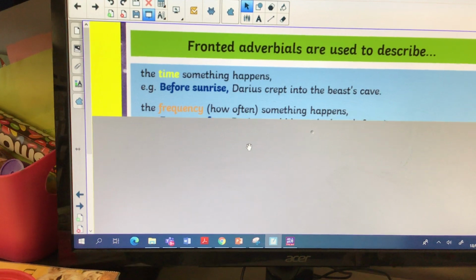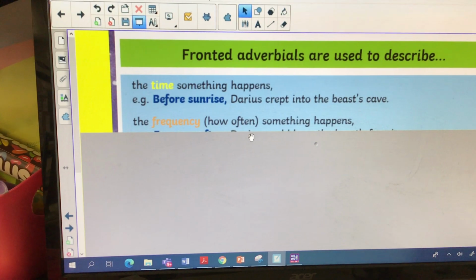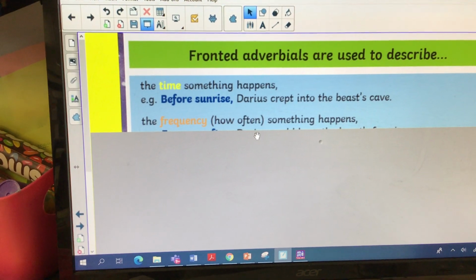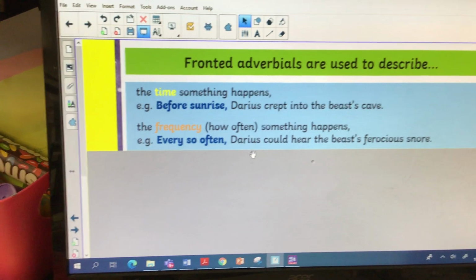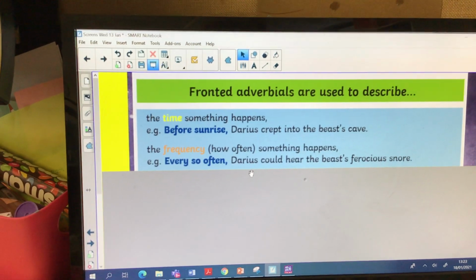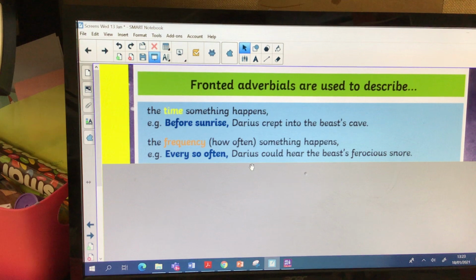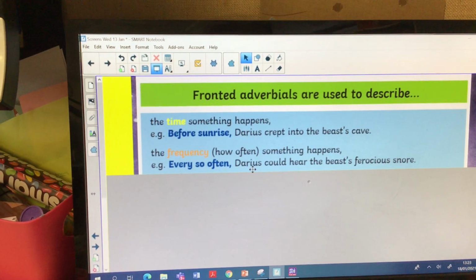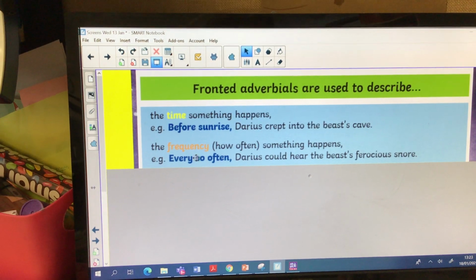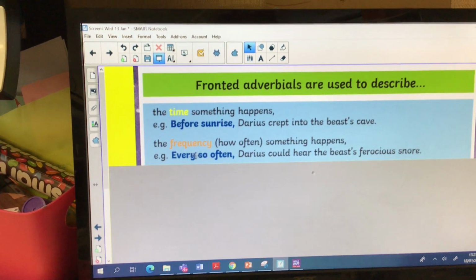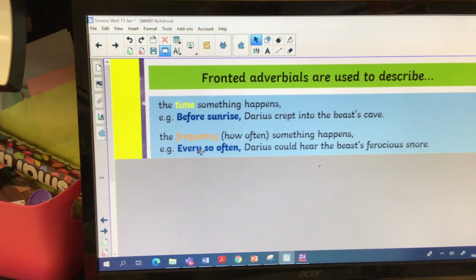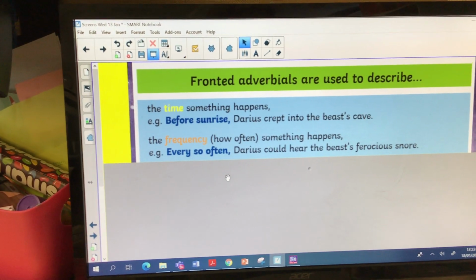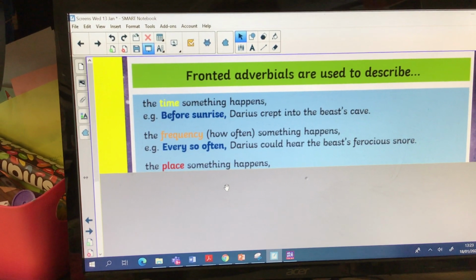Fronted adverbials can also be about frequency, about how often something happens. Let's have a look at this example. Every so often, Darius could hear the beast's ferocious snore. How often does it happen? Every so often. There it is at the front. It's a fronted adverbial. It tells us some more information at the front there.